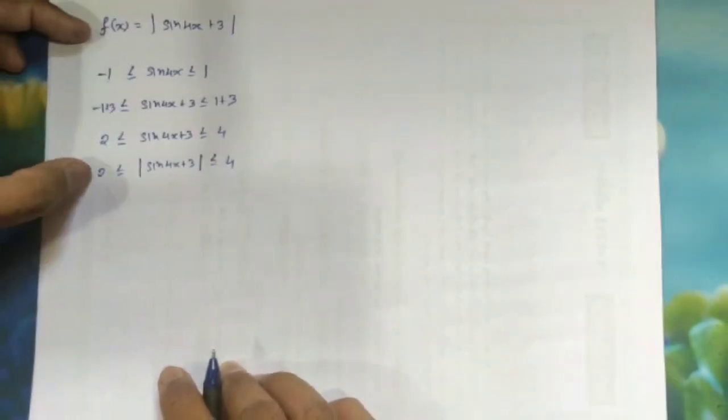So this is our function f of x. The range of this function is from 2 to 4. So it's 2 less than or equal to f of x less than or equal to 4. Clear? This is the minimum value, this is the maximum value.